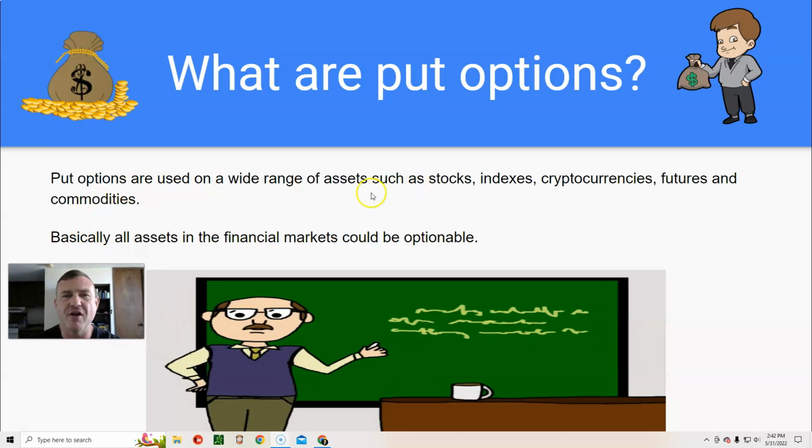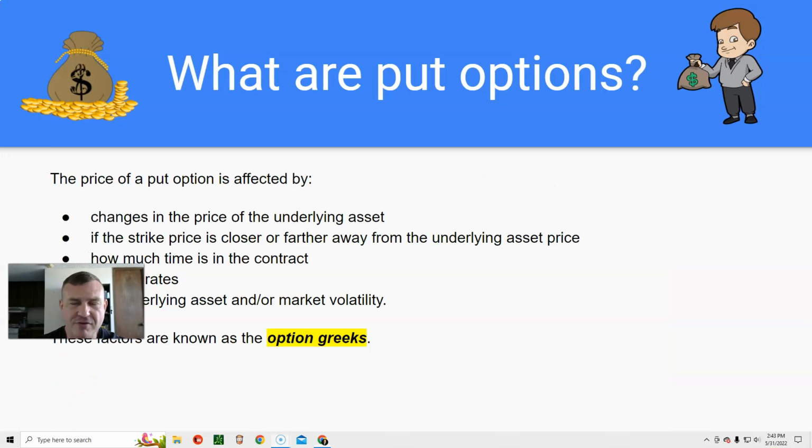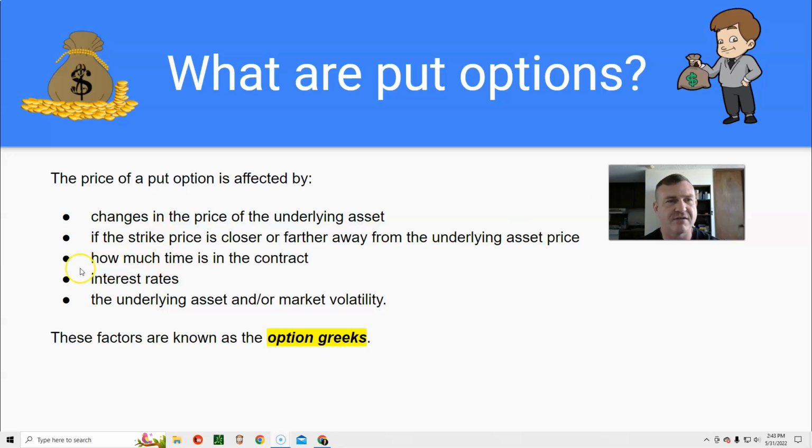Put options are used in a wide range of assets such as stocks, indexes, cryptocurrencies, futures, and commodities. Basically, all assets in the financial markets could be optionable, but they aren't necessarily optionable. There needs to be an options market structured around it, and sometimes there is, sometimes there isn't. You could create a put option with your neighbor or anyone you know. All you really need is two people that are agreeing upon these terms. But for our purposes, we're talking about basically the stock market.